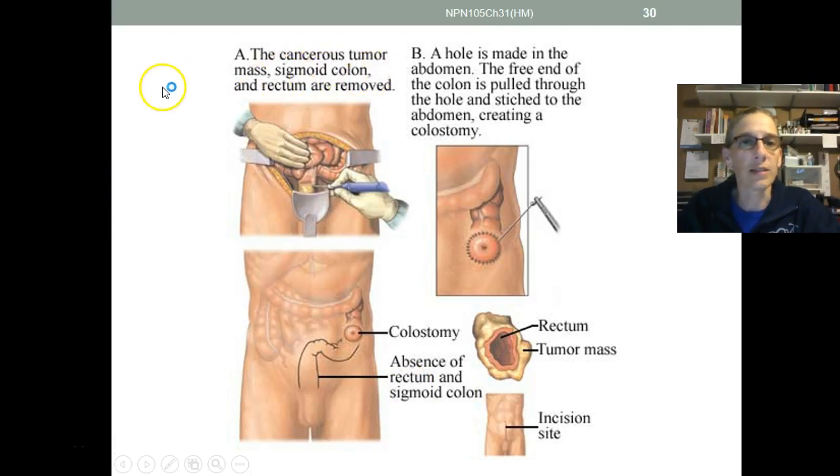So, here is a picture of a colostomy that's done. A cancerous tumor mass in the sigmoid colon and rectum is removed. A hole is made in the abdomen. The free end of the colon is pulled through the hole and stitched to the abdomen, creating a colostomy. So this is truly the colon pulled through the hole and stitched down. If you'll notice, it has this nice, bright, beefy red color, and it should. Okay?